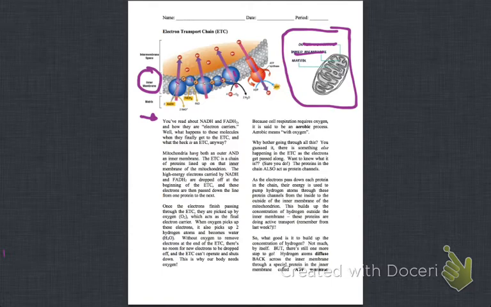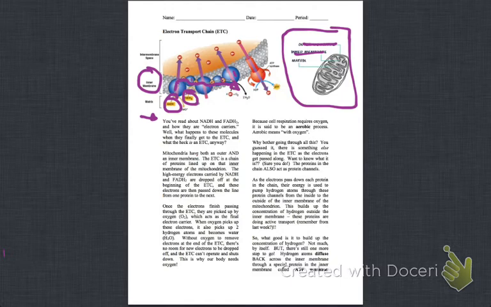So let's see. I'm looking at this ETC, and I see, oh, there's NADH, there's FADH2, so they're dropping off their electrons. And these electrons are then passed down the line from one protein to the next. That's what I see right here, as the electrons are moving down through the ETC.